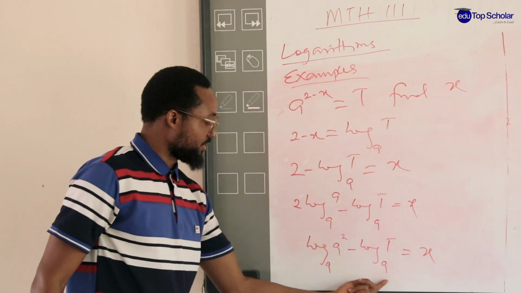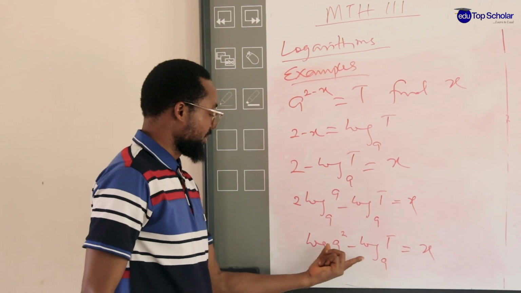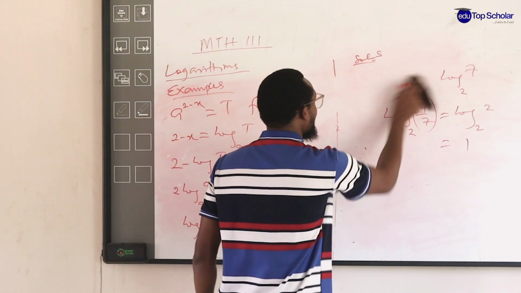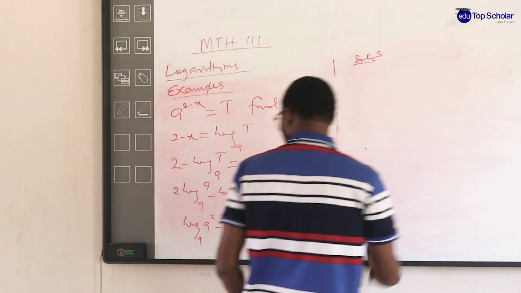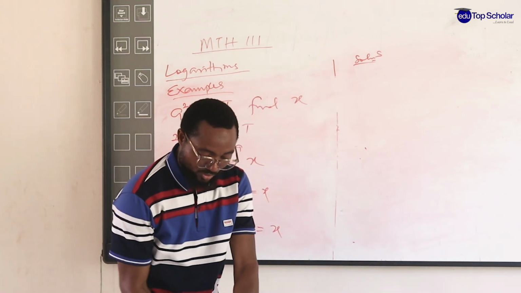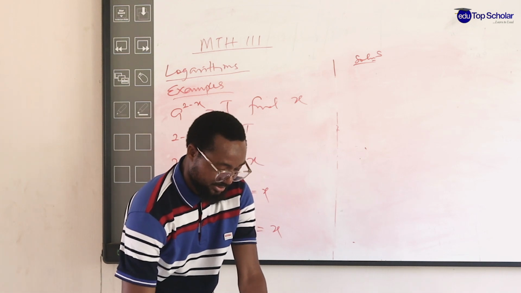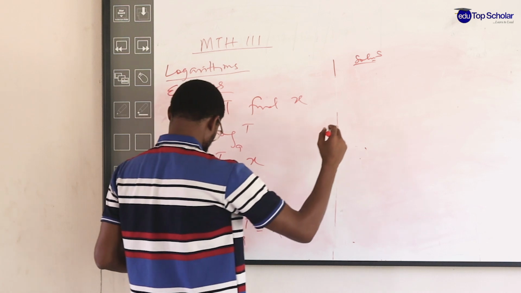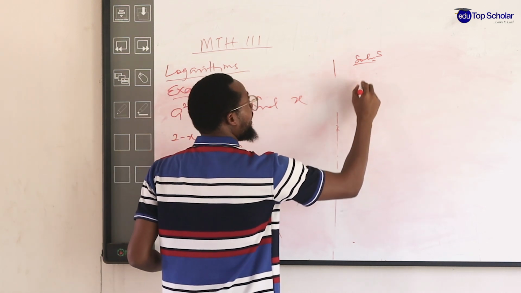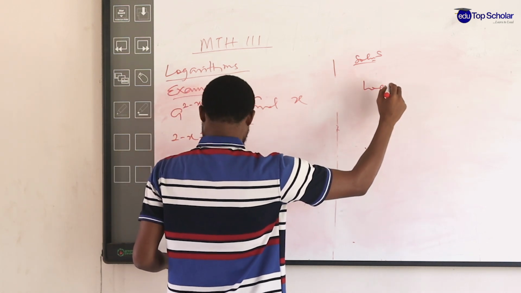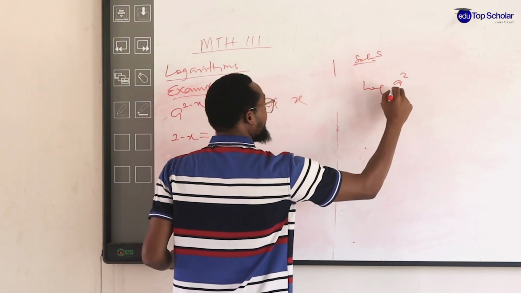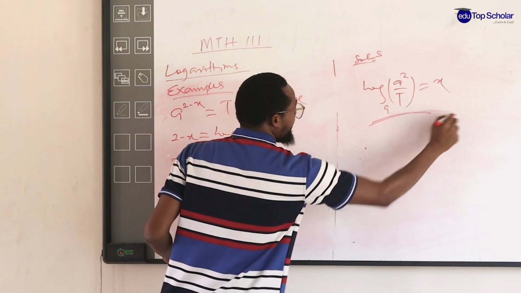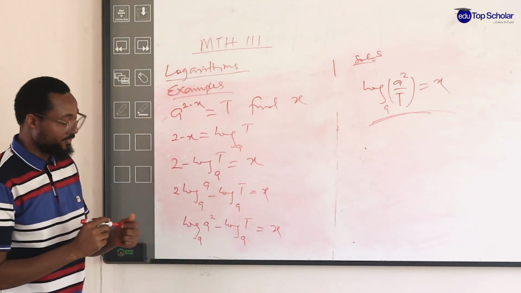Now, since their bases are the same, we can perform the operation. That minus there will just interpret as division, and that will give us log of a squared divided by t, base a, equals x, which is the required solution. We just simplify further to have that.